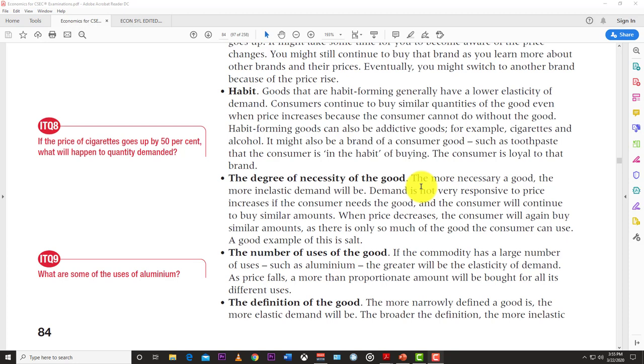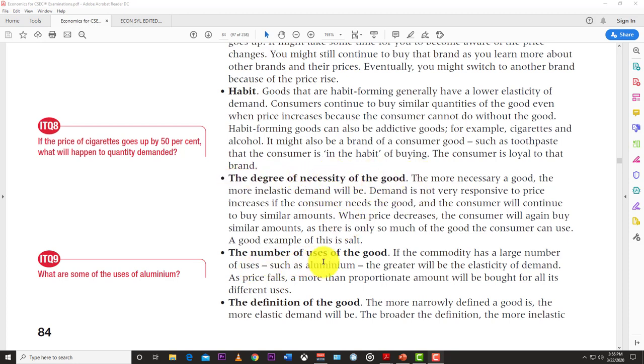If you're accustomed to buying one asthma pump per month, then if the price goes up, you're still going to buy your one. If it goes down, you're still going to buy your one. And so these tend to be rather inelastic in demand for certain goods, because you don't respond as much to the price change, since you still need it regardless of the price. All right, so that's what I'm talking about, the degree of necessity of the good.